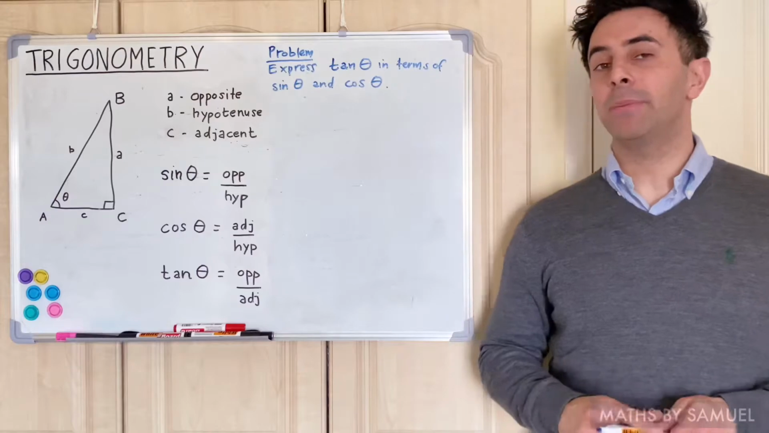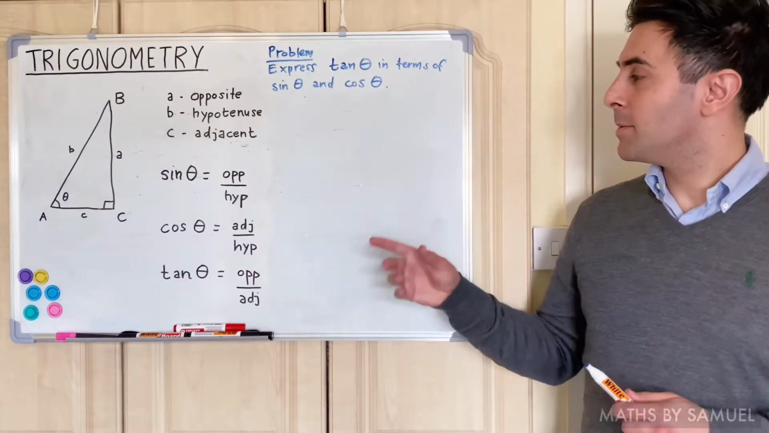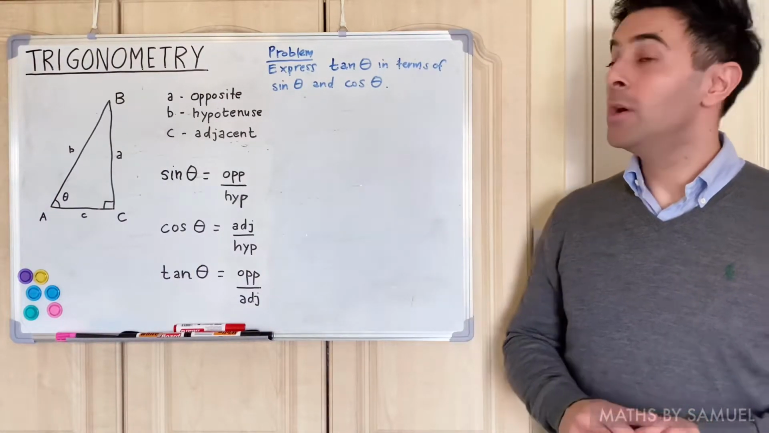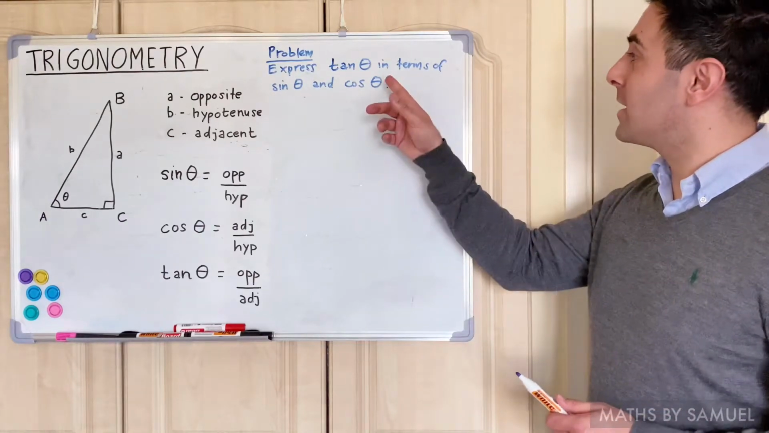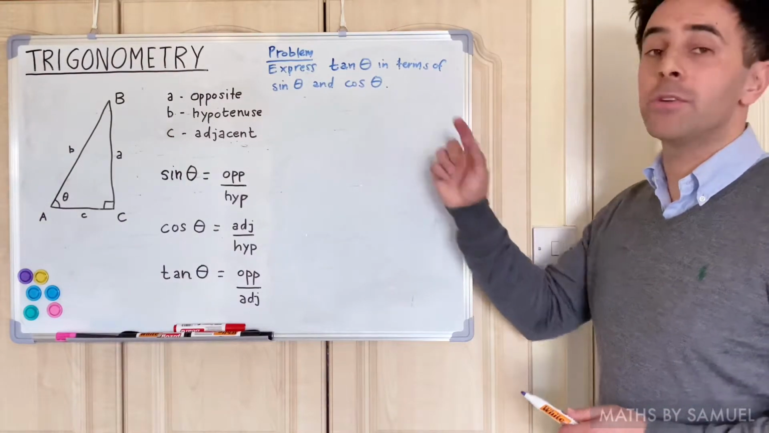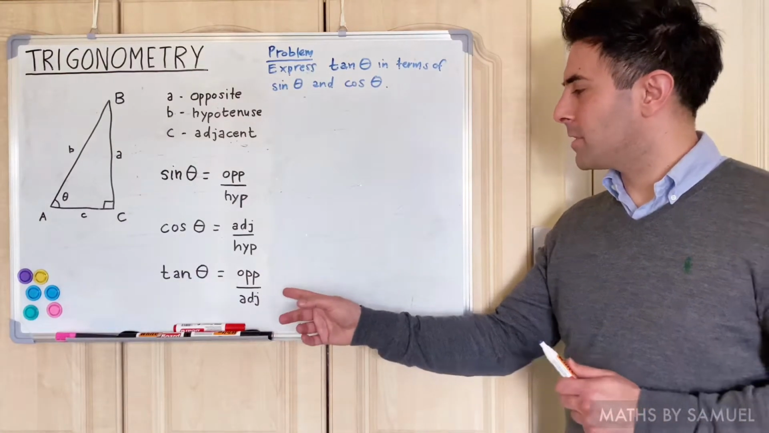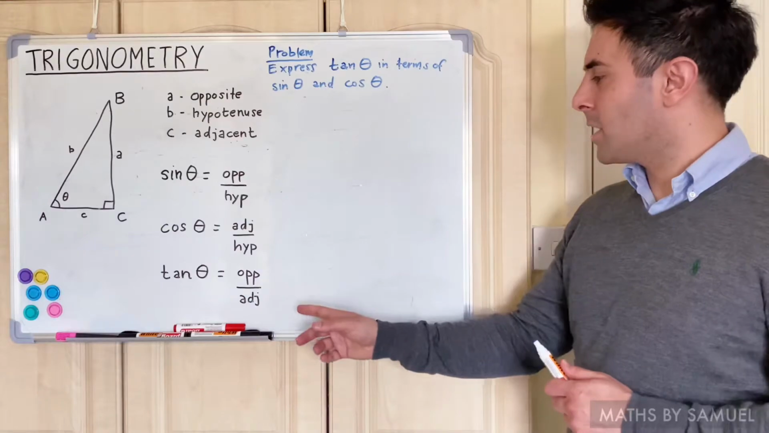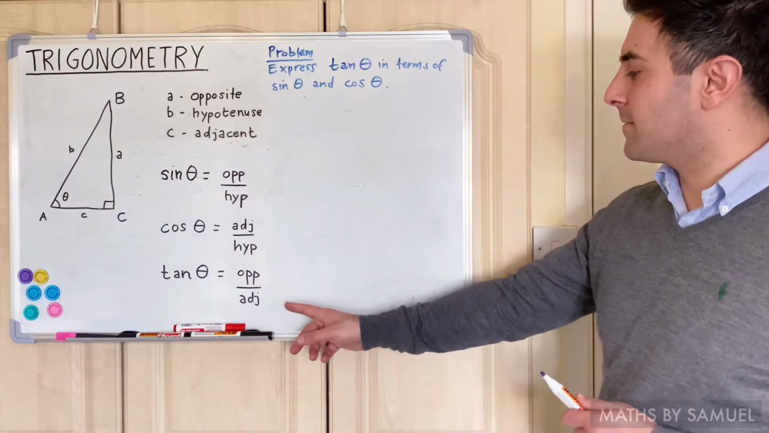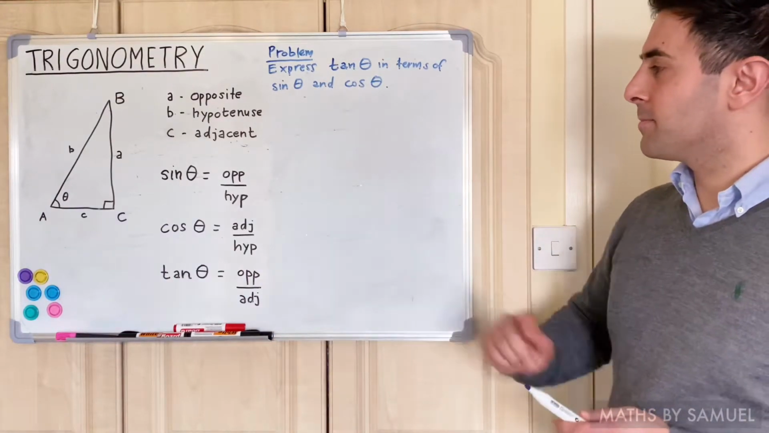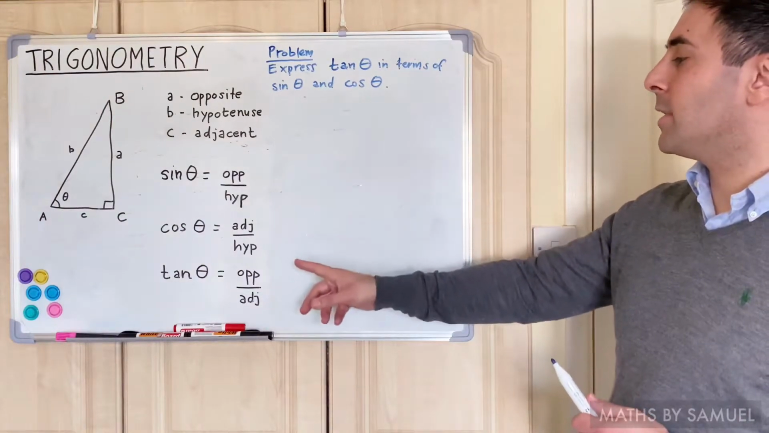It might come up in your exam, it might not, but just to show you the relationships between the sine, cosine and the tangent. We want to express the tan of the angle in terms of sine of the angle and cosine of the angle. So how do we do that? Now, if we recall from our formulas over here, the tan of the angle equals the length of the opposite side divided by the length of the adjacent side of the triangle.